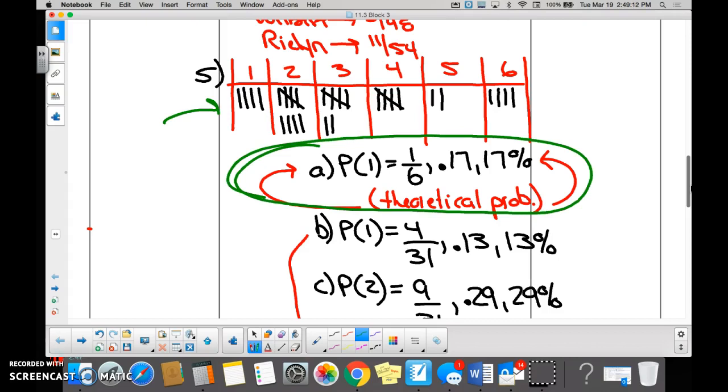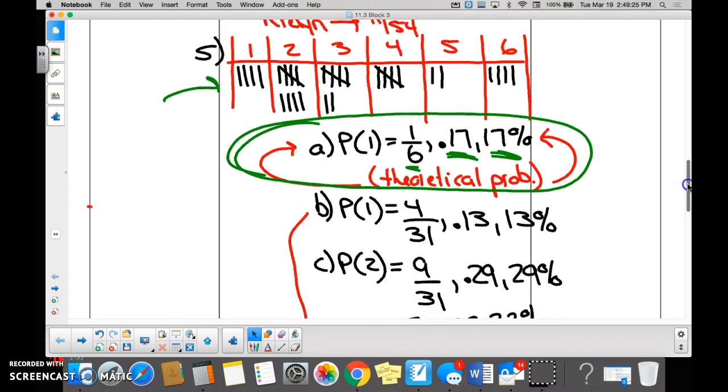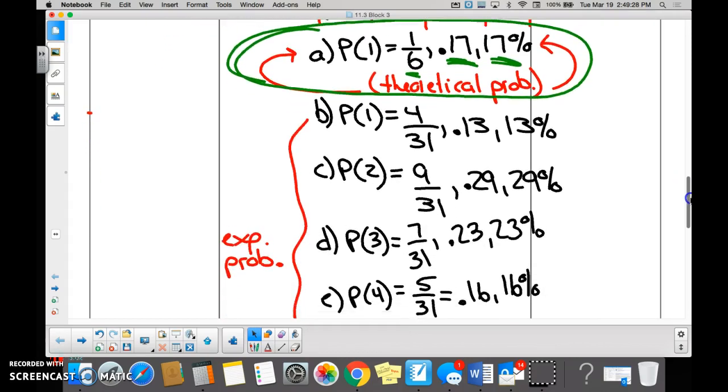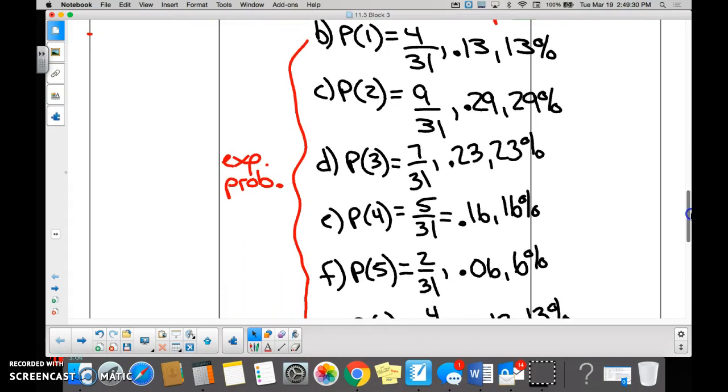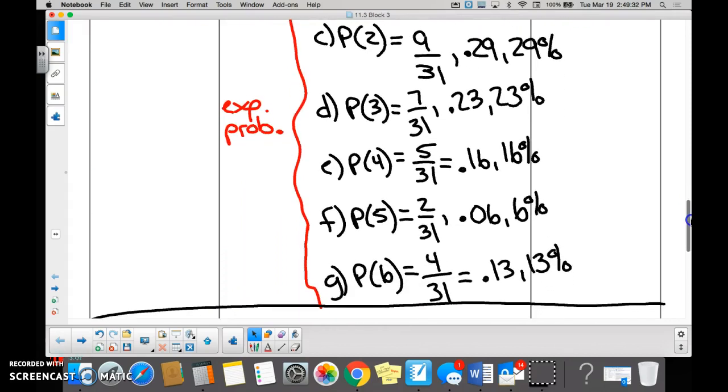The probability of getting any number on a number cube is 1 out of 6, which is 17% rounded. Right? Yeah. And when we did this experiment, we found that we got a 1, 4 out of 31 times, a 2, 9 out of 31, a 3, 7 out of 31, a 4, 5 out of 31, a 5, 2 out of 31, and a 6, 4 out of 31, right?